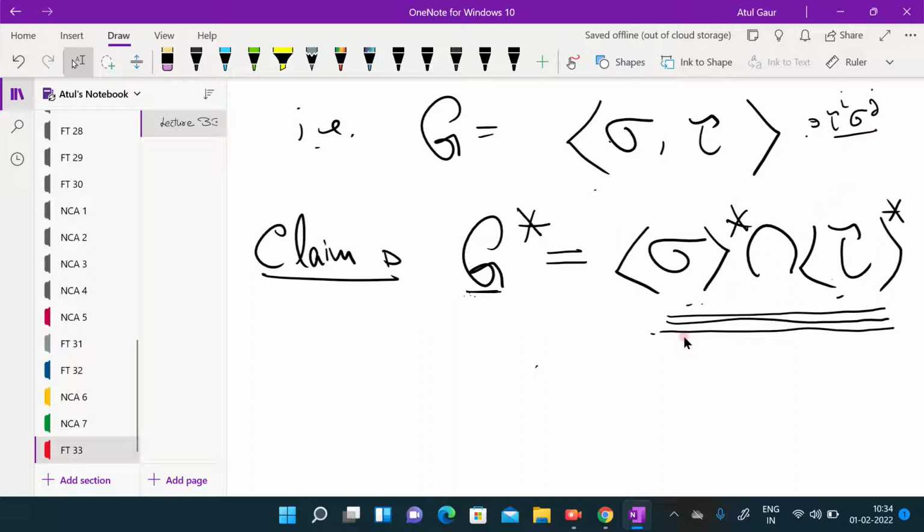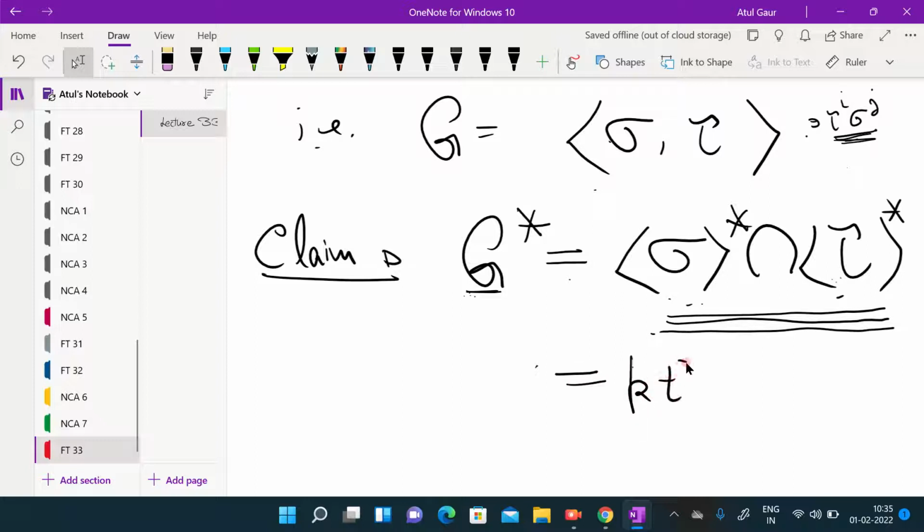Yes, sir. So if you have an element getting fixed by sigma, getting fixed by tau, then that will be getting fixed by all such elements. And here you also know that tau square is 1, sigma square is 1, right? So you have the reverse inclusion. So this you already have. What my claim is, and these two you know what they are.